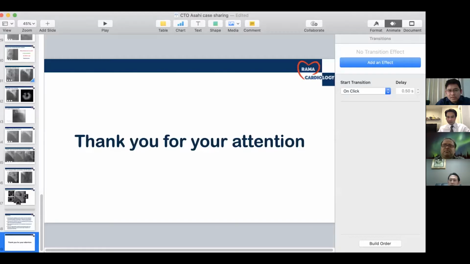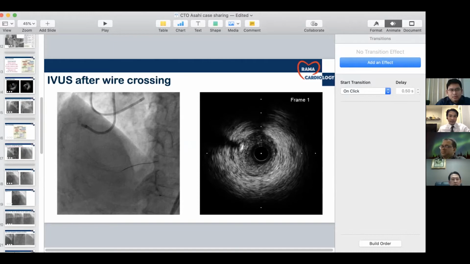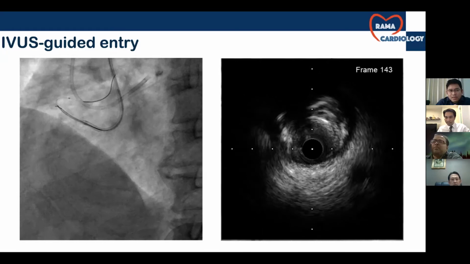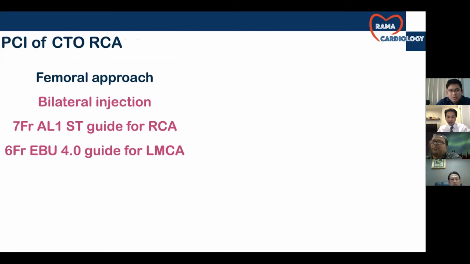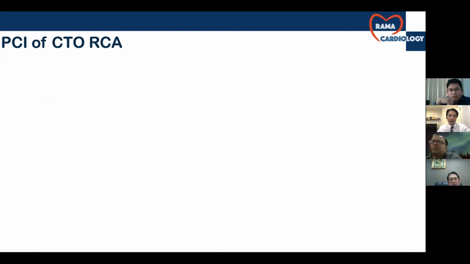And could you go back to the picture where you used the IVUS-guided puncture again, please? This one. Thank you. And could you go back one more slide, please? One more slide back, please. The one with the angiogram of the right coronary. This one.